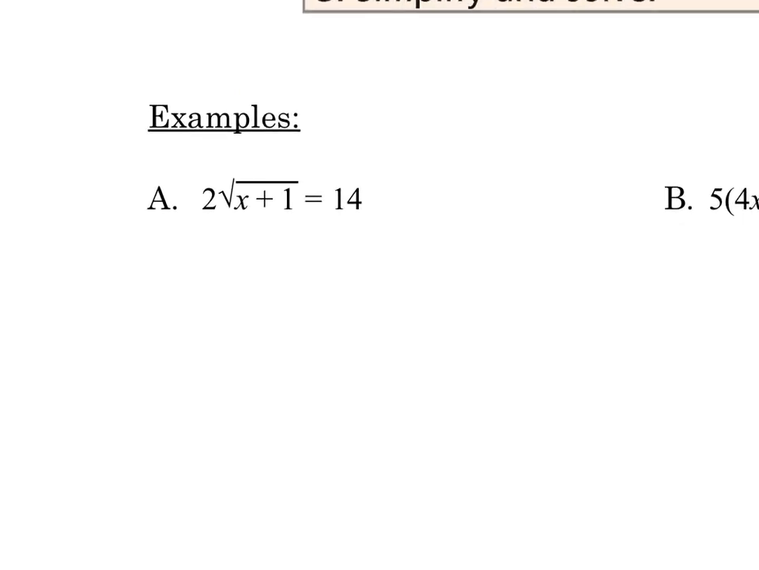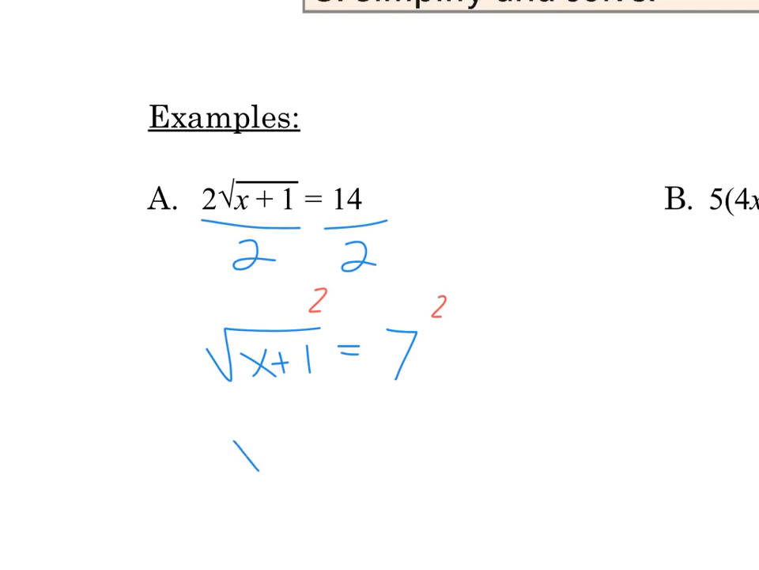So example A here, I have 2 times the square root of x plus 1 equals 14. First I want to isolate the radical, so I divide both sides by 2. I have the square root of x plus 1 equals 7. Now I need to get rid of that square root, so I'm going to square both sides. When I square both sides, I get x plus 1 equals 49. So x must equal 48. And I'm done.